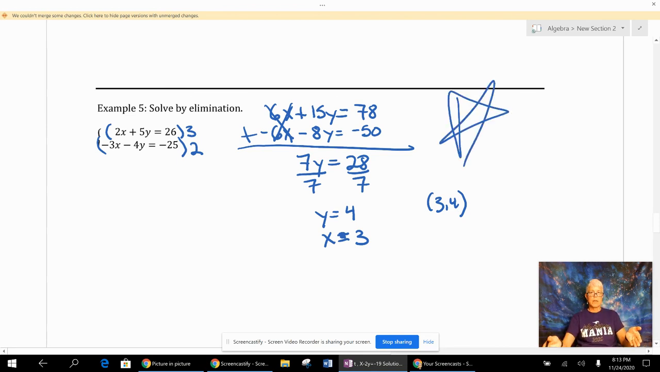Sometimes that happens. Sometimes you're going to have to change both equations.